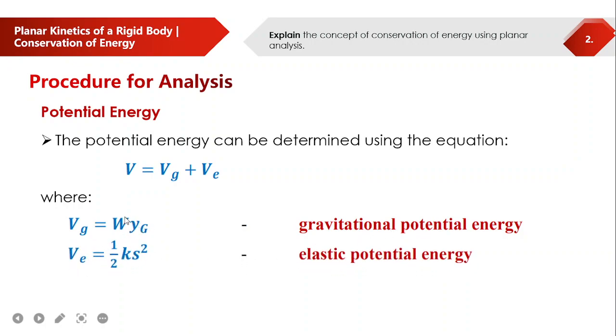Take note that this potential energy is above the datum line. We already discussed why. V sub E is 1/2 K s squared, and that is your elastic potential energy.